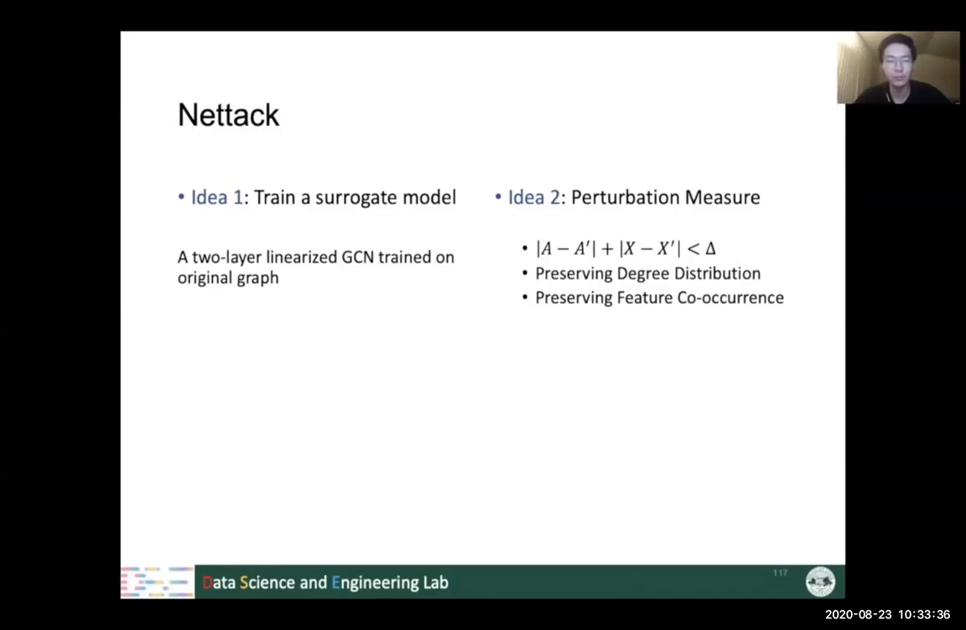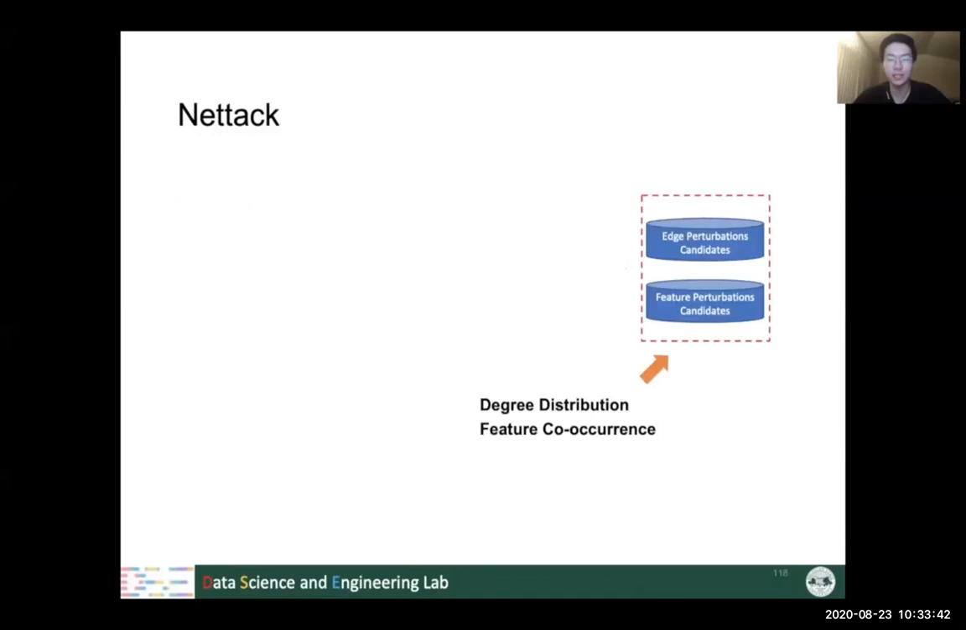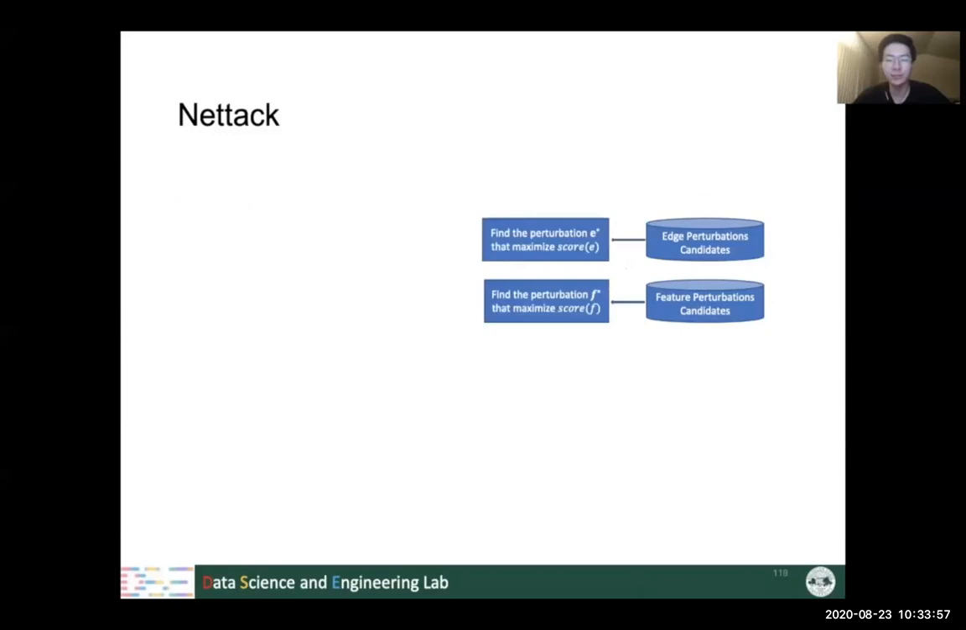Next, let's take a look at how NETTACK generates the attacks. From all the possible perturbations, we can generate candidates that will not violate degree distribution and feature co-occurrence. And then we choose the perturbation that maximizes the score. Here the score is the classification margin between other classes and the true label. If the score is large, it means the probability of the node being misclassified is large.